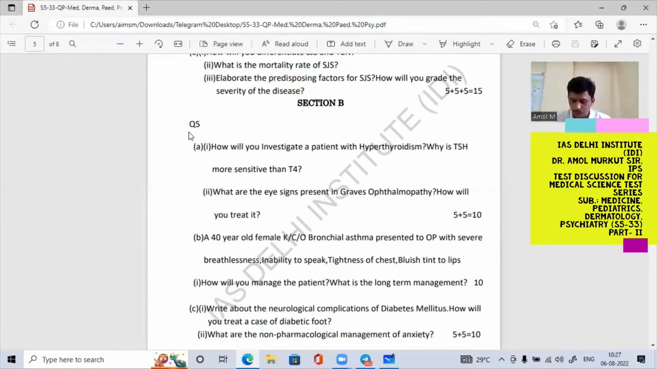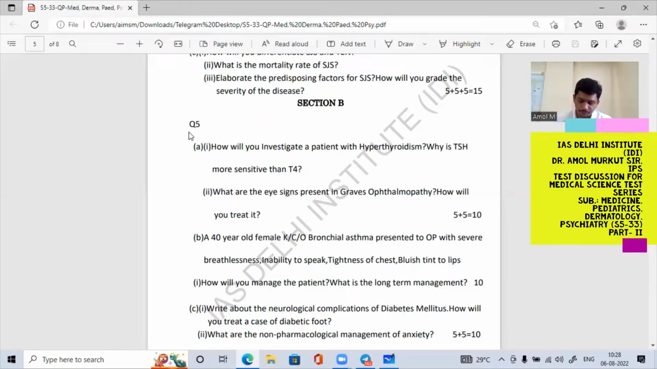Okay. Why is TSH more sensitive than T4? TSH is more sensitive than T4 because it has feedback control. T4 has a short half-life, so it can be high sometimes, it can be low sometimes. But TSH is under negative feedback control, and small changes in T4 give feedback to the pituitary and regulate the levels of TSH. So TSH is more sensitive than T4.